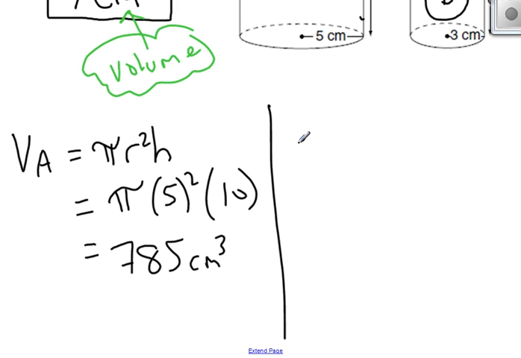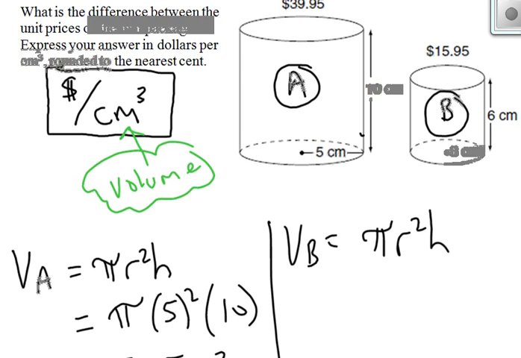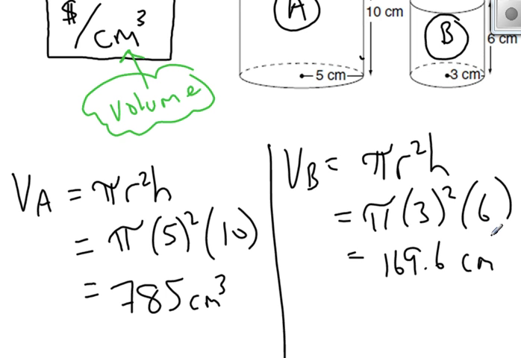So now let's do the volume of cylinder B. Again, pi r squared times h. And if I look at my diagram, I have both the height at 6 and the radius is 3. So pi radius squared times height. And then do that math. 3.14 times 3 times 3 times 6. I get 169.6 centimeters cubed. So now I know the two volumes.